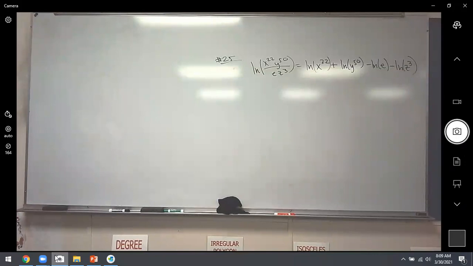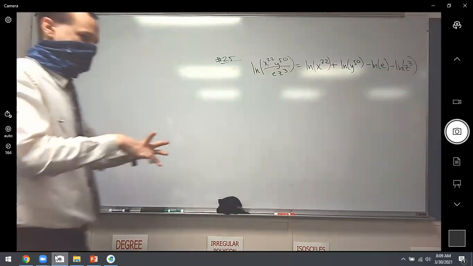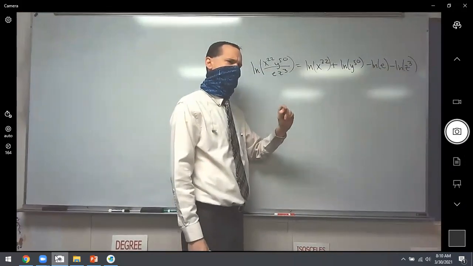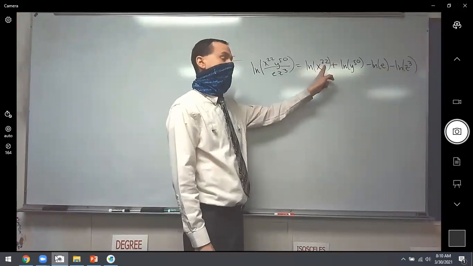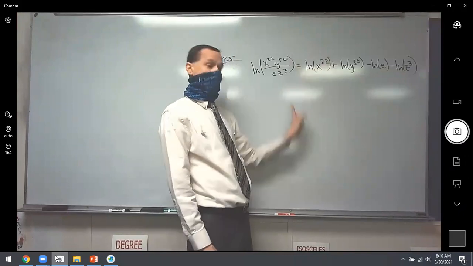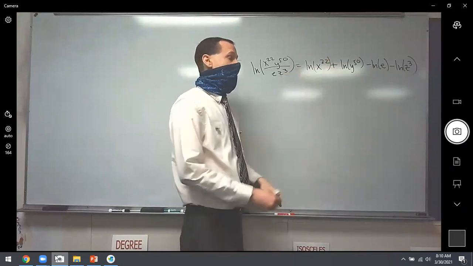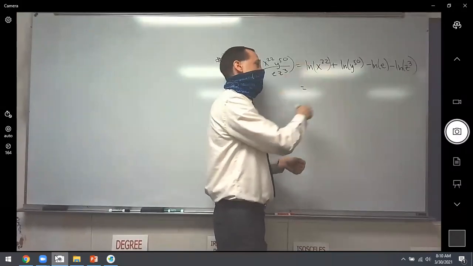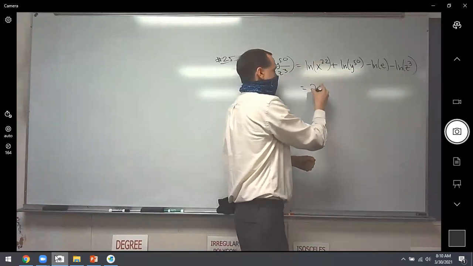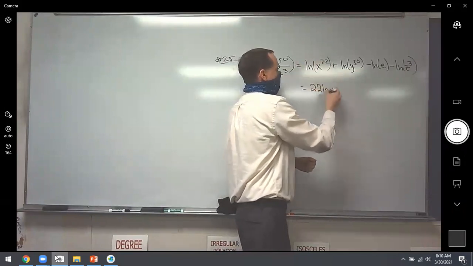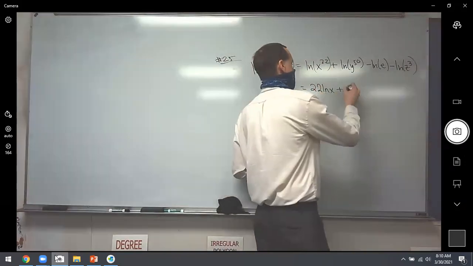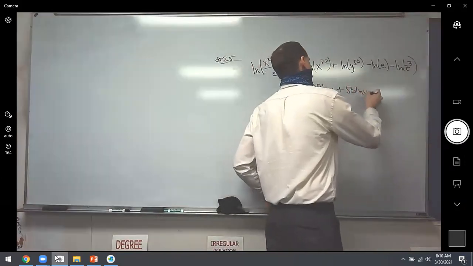Okay. The only other thing to do is, and again, your goal is to get things out of the log as much as possible. I see things that could come out of these logs. Do you see things that could come out of these logs? Exponents can come out of logs, can't they? So what you do on the next step is you bring all the exponents back outside. So the 22 comes out. So I got 22 natural log of x. Similarly, for the next one, I have 50 natural log of y.